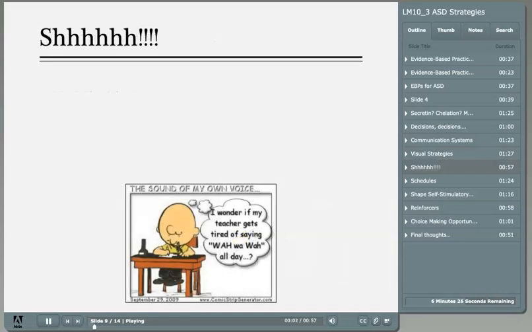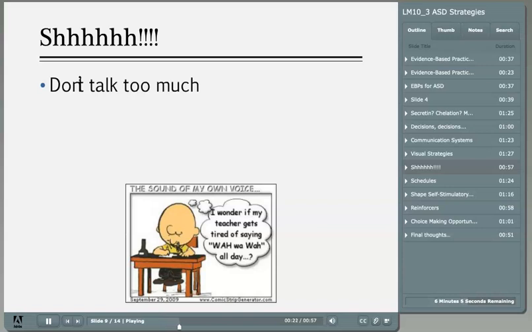Does using visual strategies mean that you cannot talk? Of course not. However, it is important to remember not to talk too much. Have you ever seen the Peanuts cartoon with Charlie Brown's teachers? All the students ever hear is wah, wah, wah, all day. How many of you ever felt like that in school?